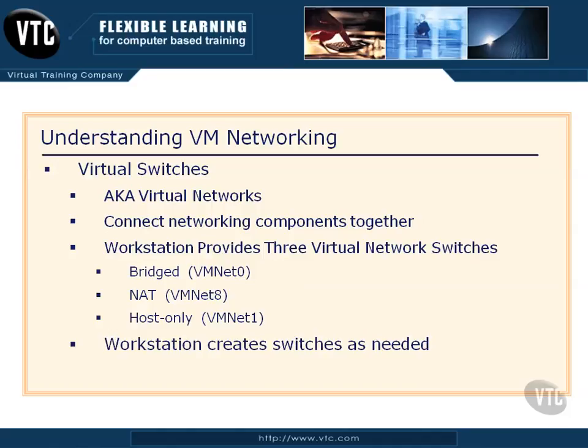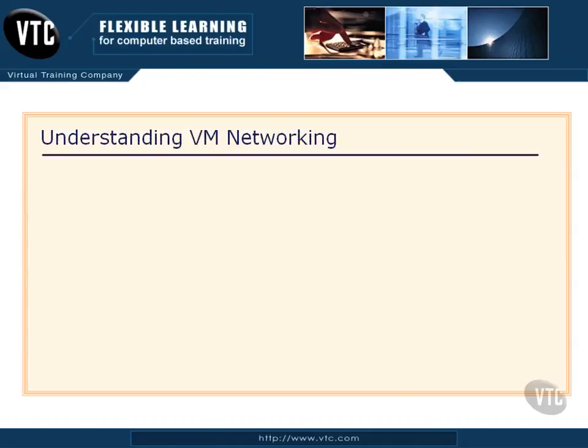Now understand, Workstation creates these switches as they're needed based on how you set up your virtual machines. Now you can have up to 10 of these virtual network switches on a Windows host system and up to 255 on Linux host systems. I doubt you need 255, but hey, you never know.